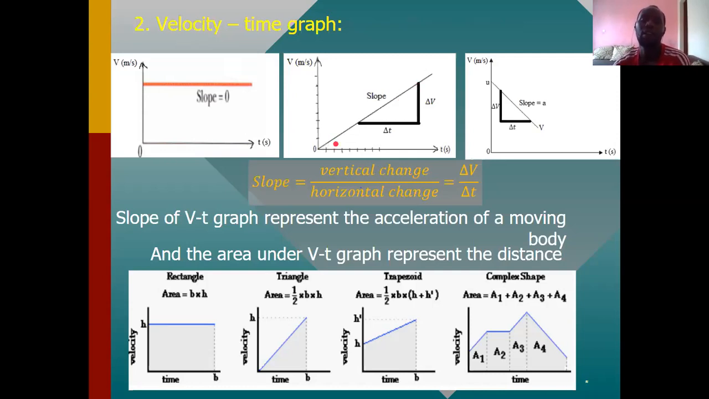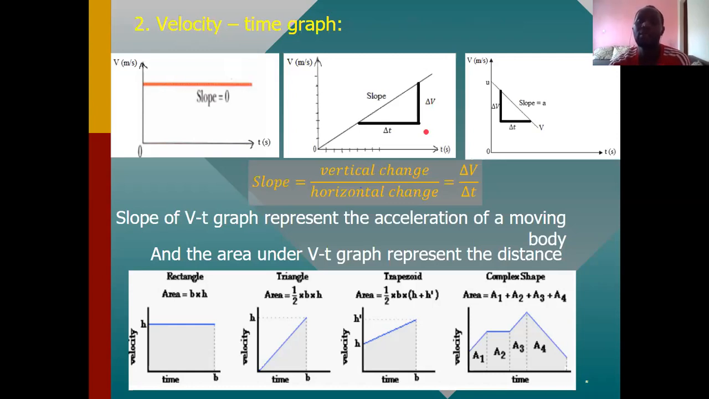And here you have also the slope. The slope here represents the acceleration, because slope, as you remember, is the vertical change divided by horizontal change. Vertically, we have the velocity, horizontally, we have time, and the change of velocity divided by change of time gives you the acceleration.